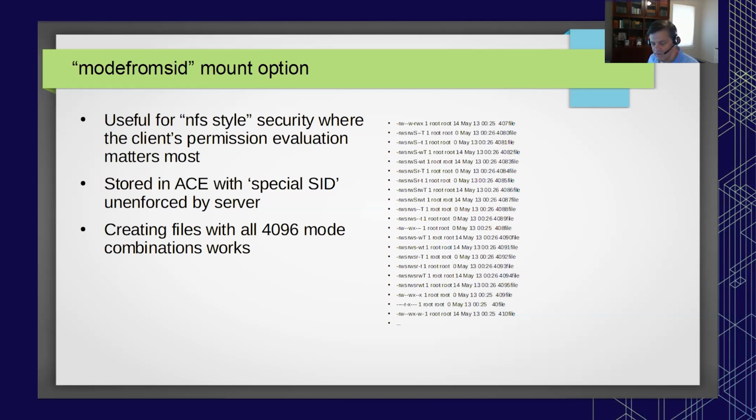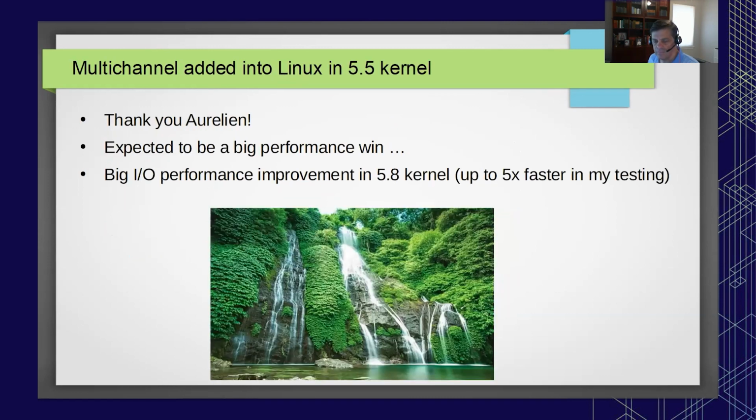This is the same way that the NFS server for Windows stored the mode bits. And here, you can see an example, but all 4096 combinations of mode bits work this way, where if you use cifs.ko and try to emulate them, there are some sets of mode bits that are not mappable into ACLs. And one of the more exciting performance features was multichannel.